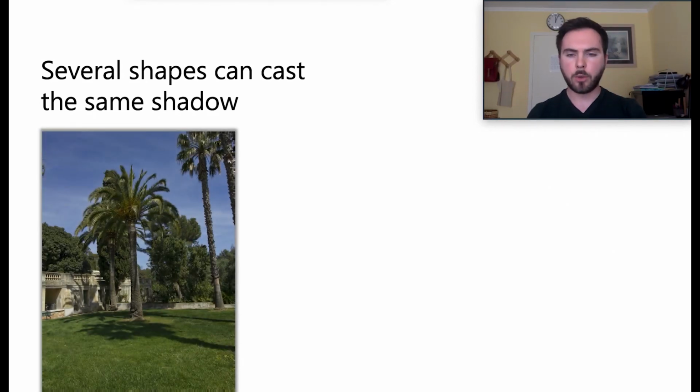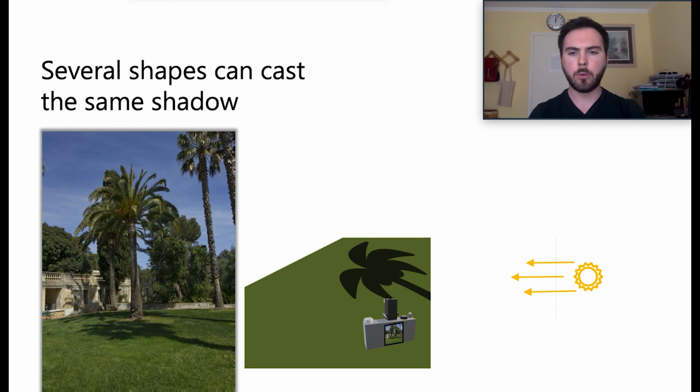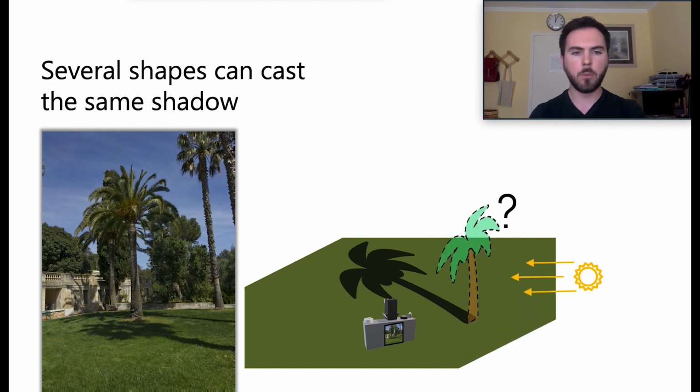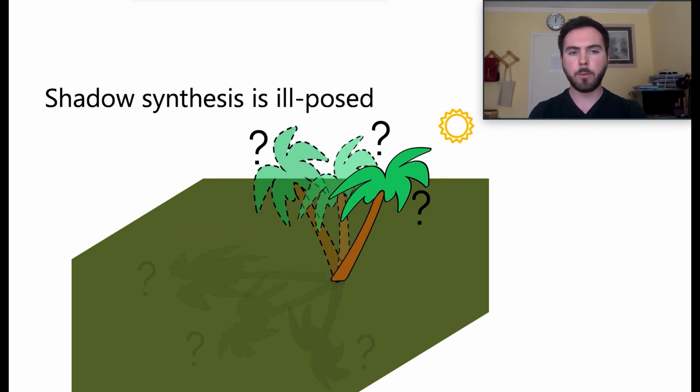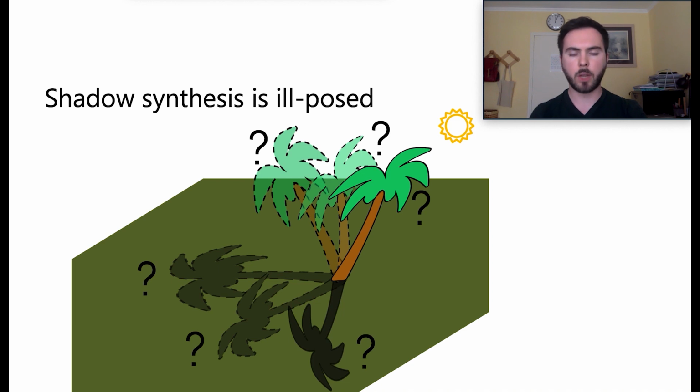Given an input picture, several shapes can cast the same shadow. Here, we observe only the shadow of the palm tree, and the shape casting the shadow could be this one, or this one. And now when we want to move the sun direction, we have an infinity of candidates for the infinity of shapes that could have cast the shadow. So it's a very ill-posed problem if we don't have geometry.